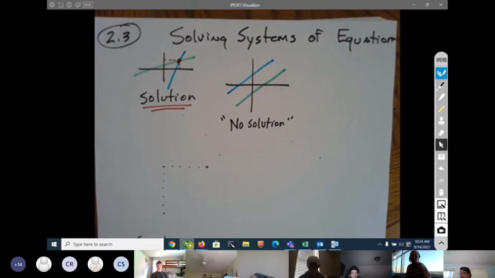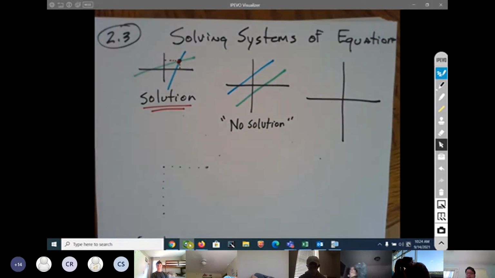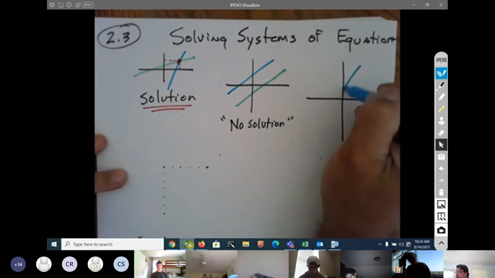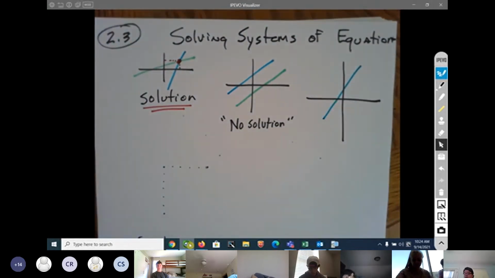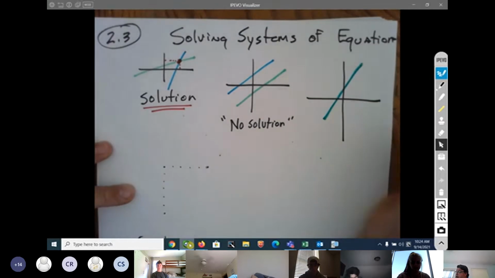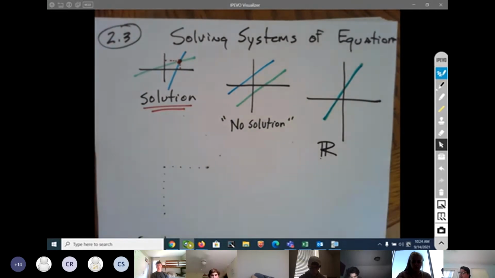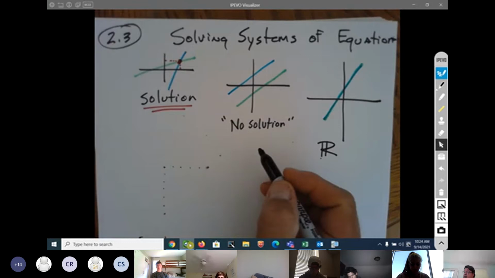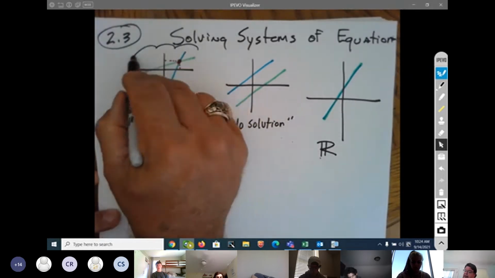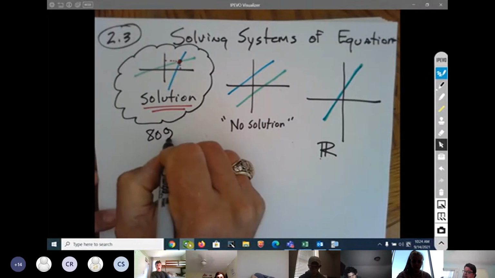And then the third type of answer you might get is when you have 2 lines that are the same, meaning they're on top of each other, and that means all real numbers. So 80% of the time when you're doing one of these problems, you're going to get a solution.